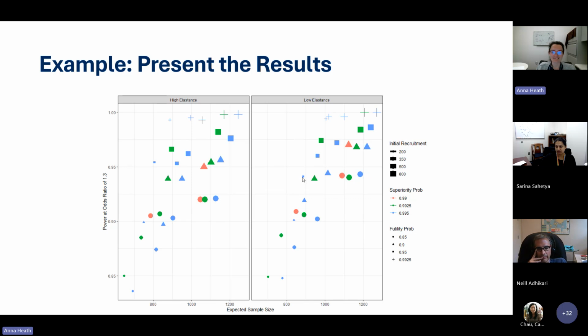And I believe that we compared two scenarios. It was this blue square here, and then this red circle here. So the circle is a slightly lower futility probability, lower superiority probability, and a slightly higher initial recruitment.